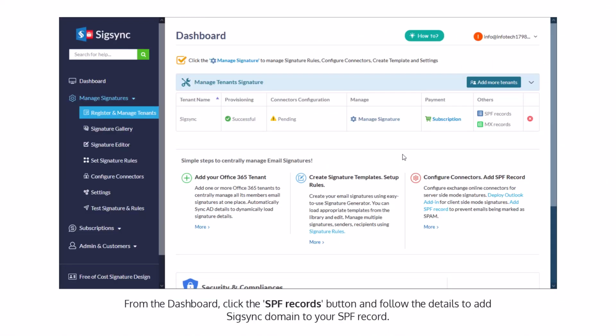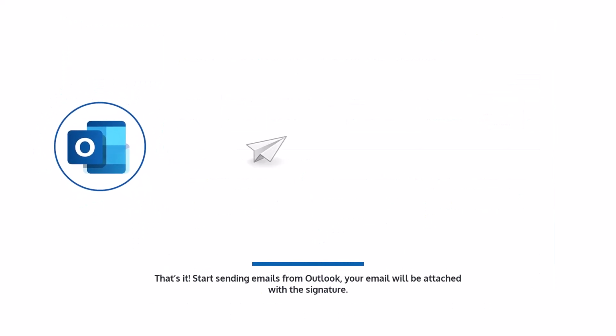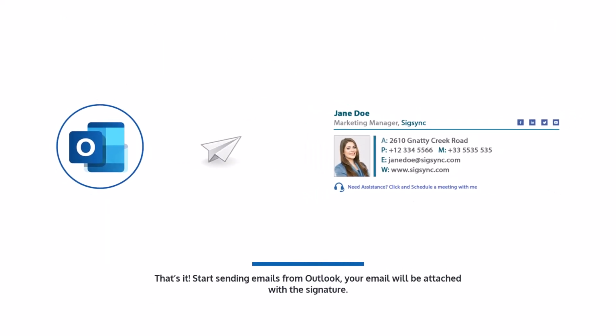From the dashboard, click the SPF Records button and follow the details to add Sigsync domain to your SPF record. That's it! Start sending emails from Outlook, and your email will be attached with the signature.